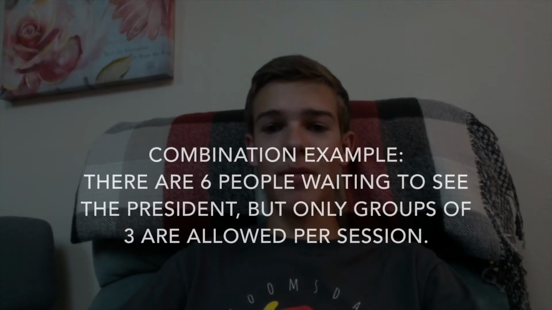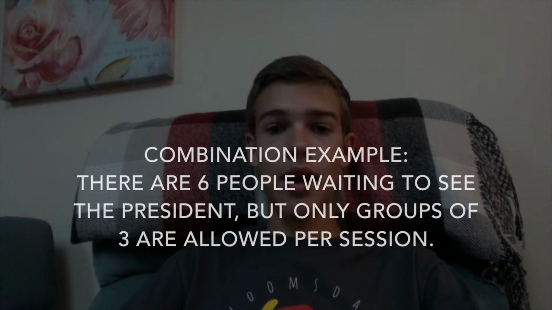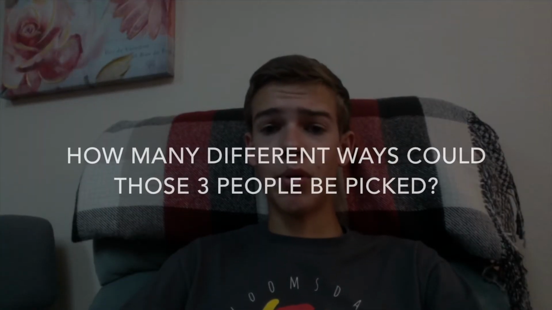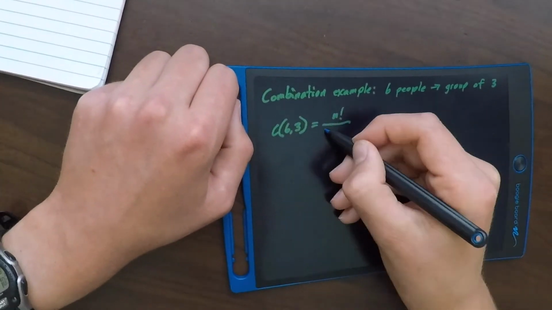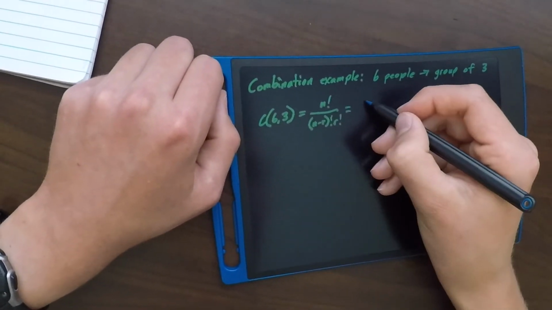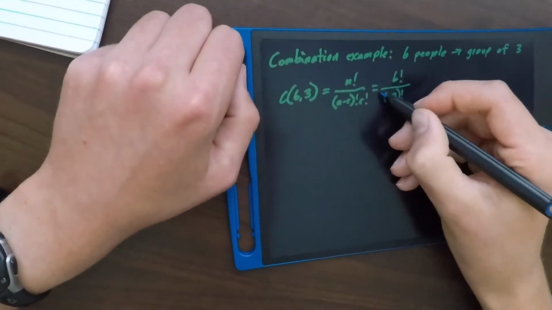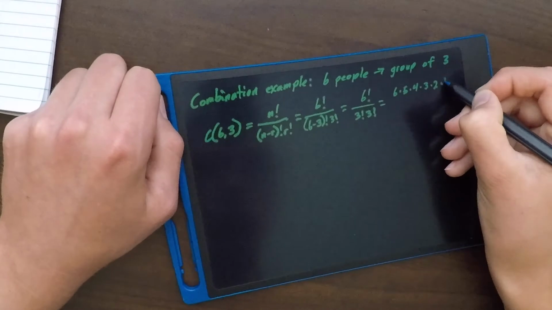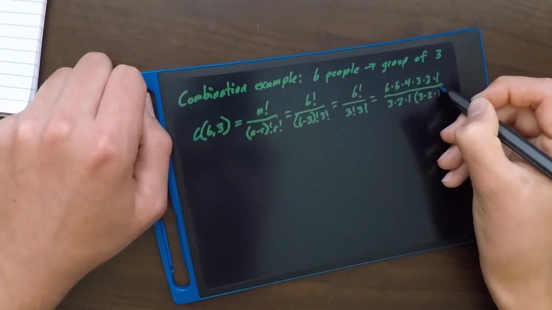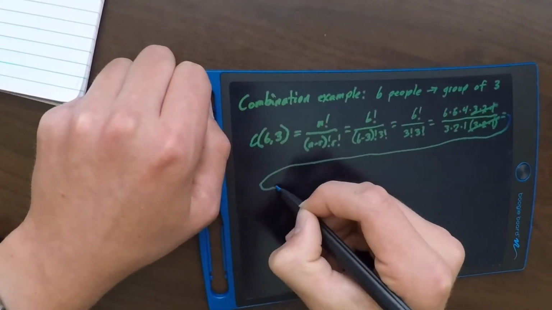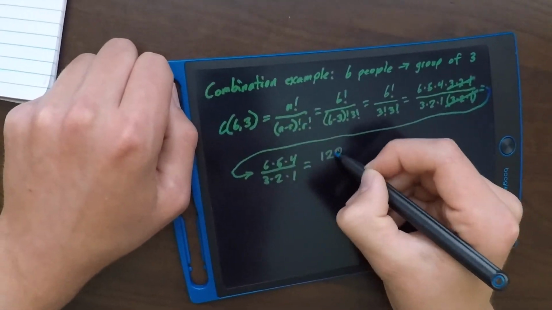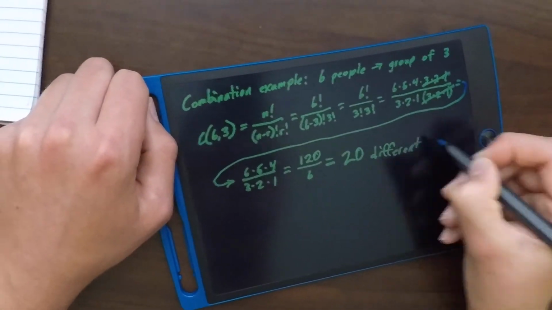Now for a combination example. There are 6 people waiting to see the president, but only groups of 3 are allowed to see him per session. So how many ways could those 3 people be picked? Remember, order doesn't matter. So that would be combination 6 choose 3, and our formula here, n factorial over n minus r factorial times r factorial, equals 6 factorial divided by 6 minus 3 factorial times 3 factorial, equals 6 factorial divided by 3 factorial times 3 factorial. That equals 6 times 5 times 4 times 3 times 2 times 1 divided by 3 times 2 times 1 times 3 times 2 times 1. 3 times 2 times 1 cancels out, leaving us with 6 times 5 times 4 divided by 3 times 2 times 1. That equals 120 divided by 6, which equals 20 different ways those 3 people could be chosen.